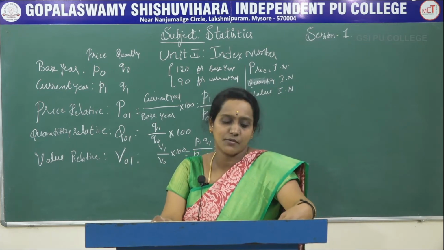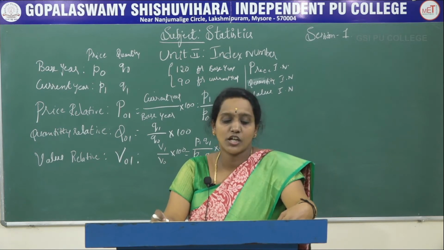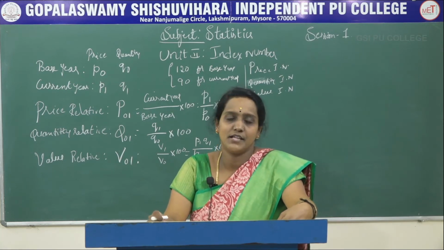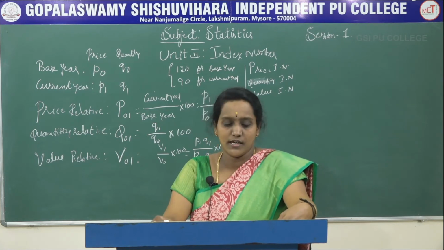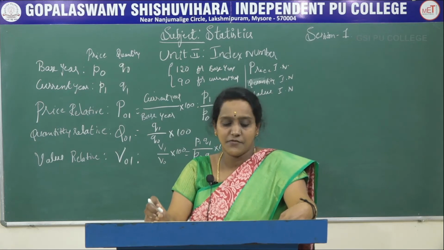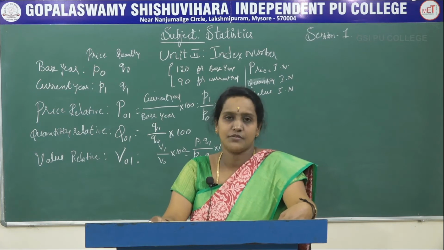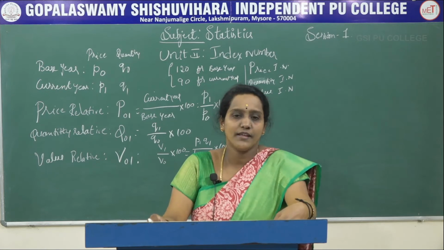Next, obtaining the price quotations. After the commodities, the price quotation is very important, because the price of many commodities varies from place to place, shop to shop in the market, so price quotations are to be obtained from different places and different agencies at regular intervals of time. Then the average can be constructed and the construction of the index number can be easy, so that we can give correct price quotations. Next thing is choice of an average.